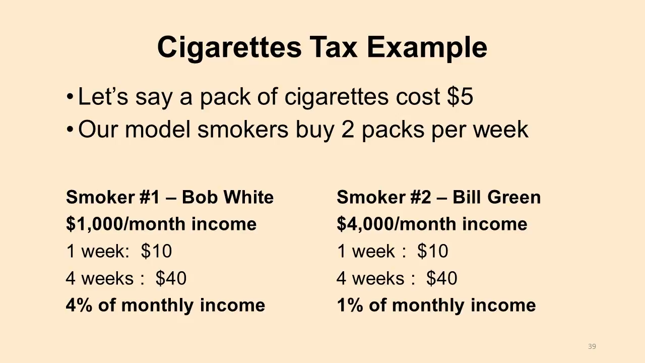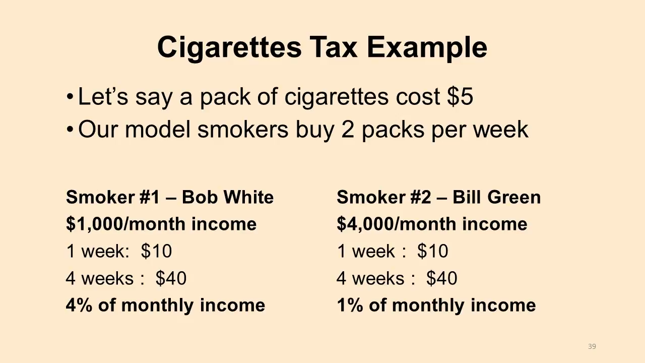Now remember, cigarettes have a fixed rate. It's an excise, so that tax is pretty strict. Smoker number 2, Bill Green, makes $4,000 a month. He also smokes 2 packs a week. He pays $10 a week for his cigarettes. He pays $40 in a month for cigarettes. But because he makes $4,000 a month, he's only spending 1% of his monthly income on cigarettes.